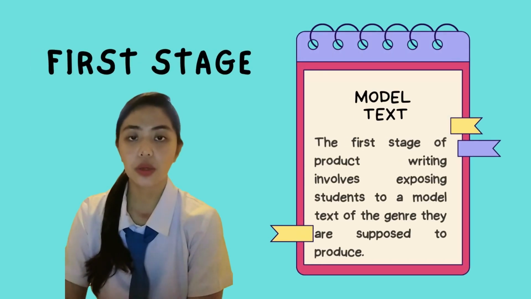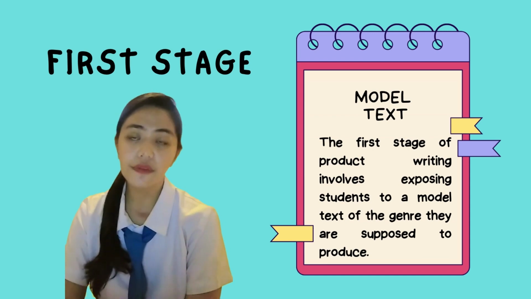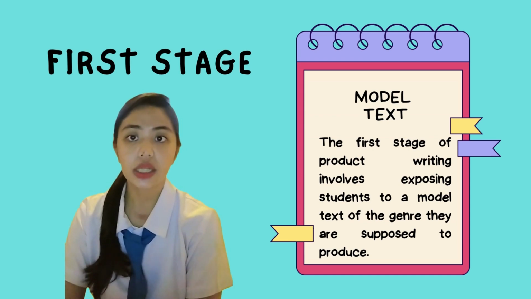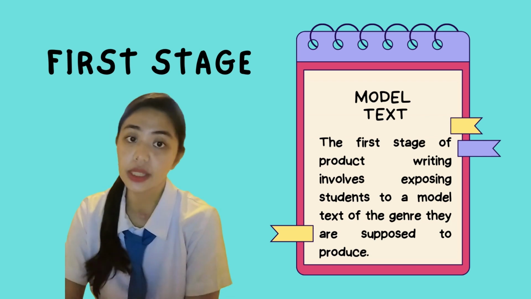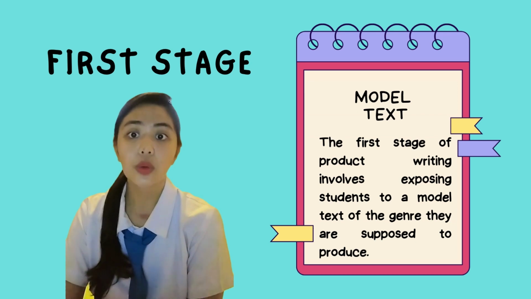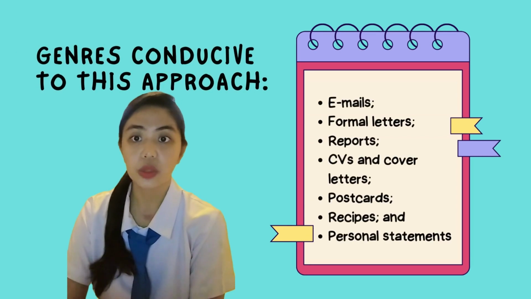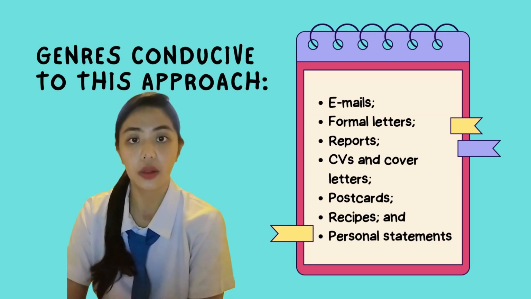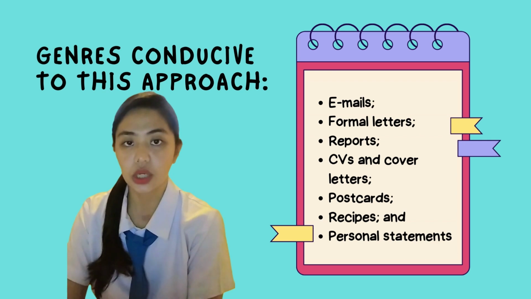The first stage of product writing is exposing students to a model text of the genre they are supposed to produce. After reading the model text, learners analyze the main features of the specific type of text. Teachers tend to privilege product writing when the genre being worked with has fixed conventions. It is easier to draw students' attention to them, and producing the text requires less creativity and more knowledge of generic features. Some genres which might be conducive to this approach are the following: emails, formal letters, reports, CVs and cover letters, postcards, recipes, and personal statements.